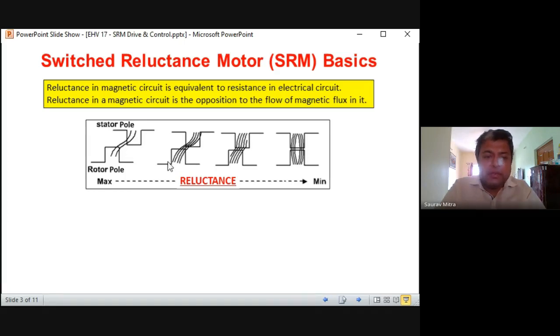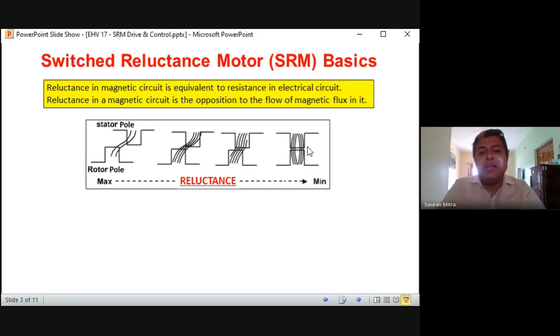Now the rotor rotates and comes to the right. You find that more flux lines have concentrated between the stator and rotor, so the air gap is reducing. In the third diagram, the rotor has further come almost below the stator pole, so you find an increment in flux lines. In the first case there are two flux lines, in the second case four, and in the third case almost six. So the reluctance, or magnetic resistance, is reducing.